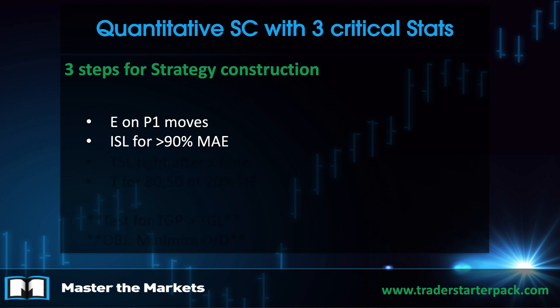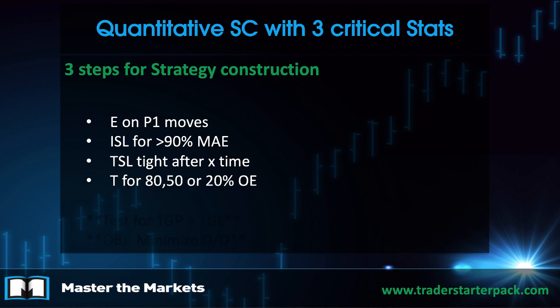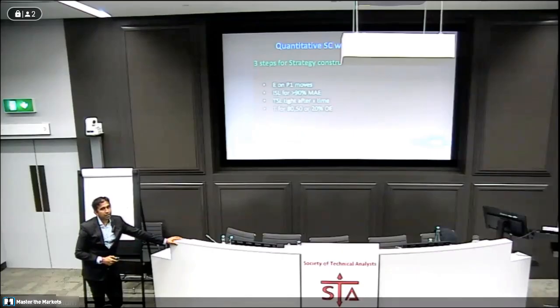The second thing is use your initial stop loss for at least 90% of the maximum adverse excursion. And then use the trailing stop loss, which gets tighter after X amount of time, which you get from the data, which I showed you as well. And then finally, the target: you can choose between 80, 50, or 20% open equity, okay? And there you've got your 3 strategies in your strategy portfolio that you can create based on different diversification of instruments to minimize your overall equity portfolio drawdown, okay?